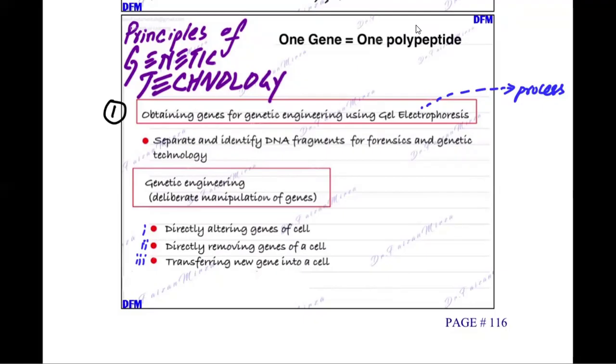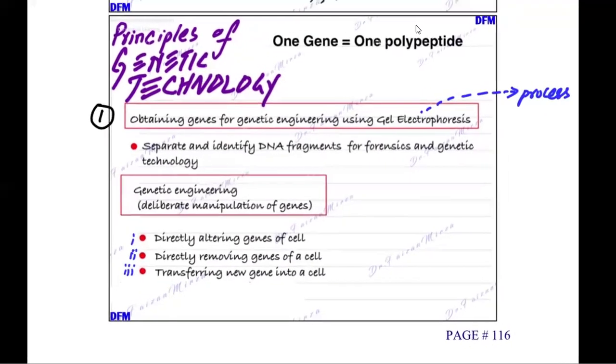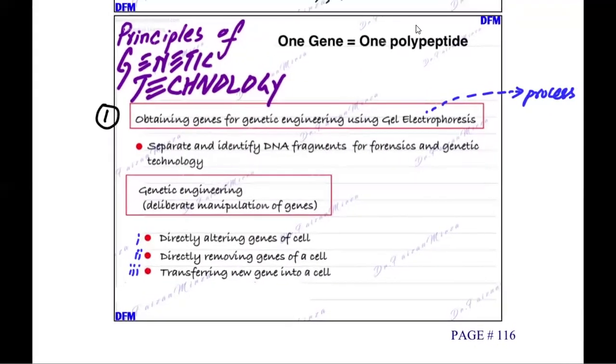This is what we discuss in chapter 8 of A2. So what are we discussing here? These are the principles of genetic technology, the basic principles that are applied when you are discussing genetic technology.